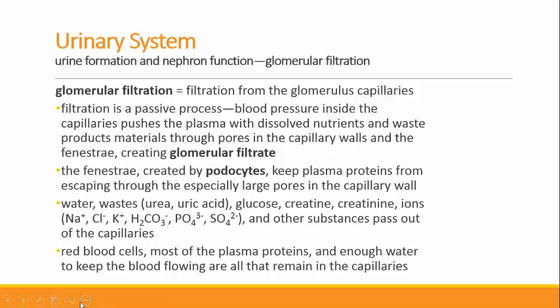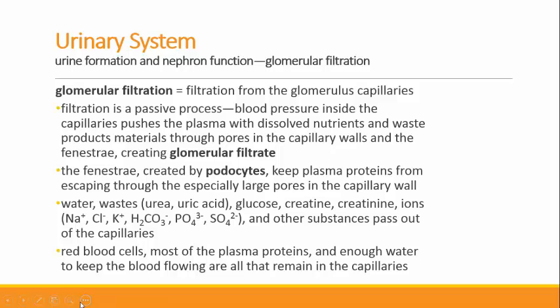So let's look a little more closely at glomerular filtration itself. It's a passive process done by blood pressure. The blood pressure pushes plasma, with whatever nutrients and waste materials are dissolved in it, through the gaps between the cells of the endothelium that is the capillary. The fenestrae are there as well, creating an interlaced sieve that helps to keep proteins and other large materials inside the capillary. This process of filtration produces a fluid called glomerular filtrate.